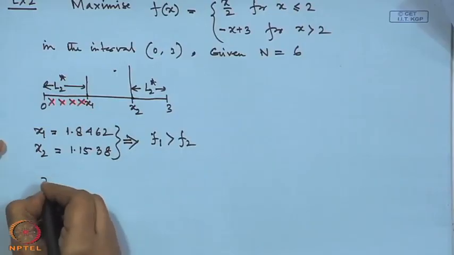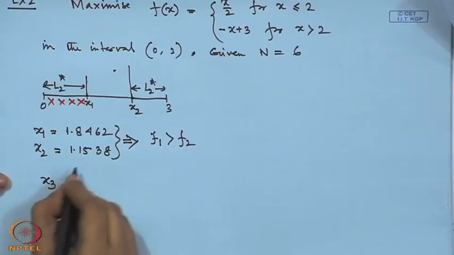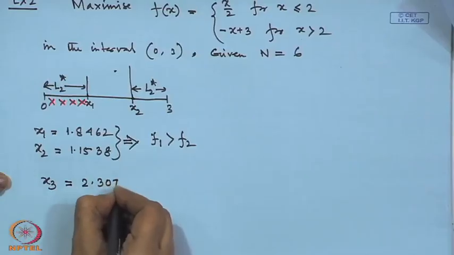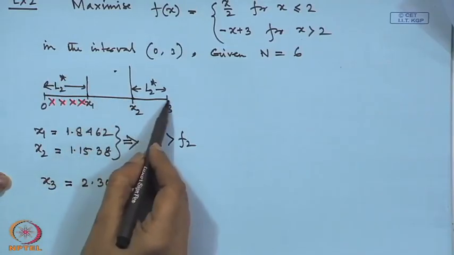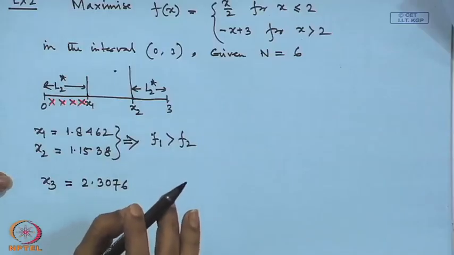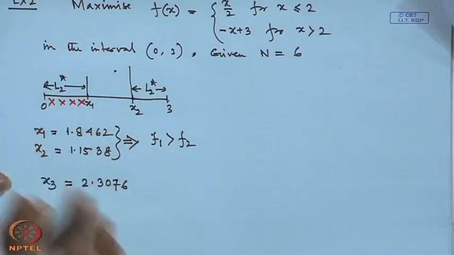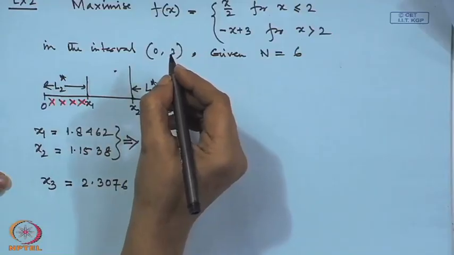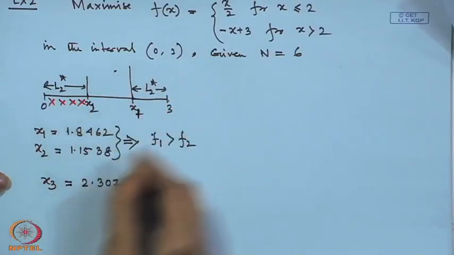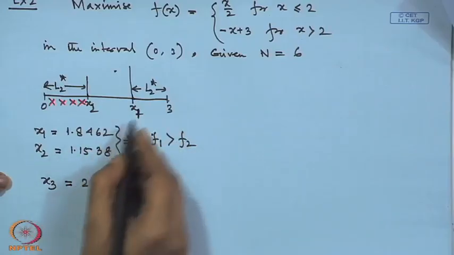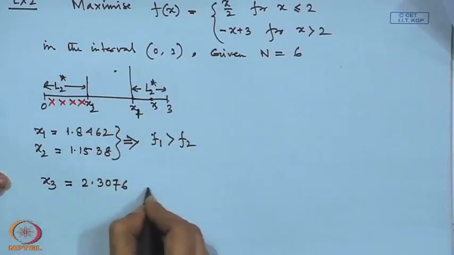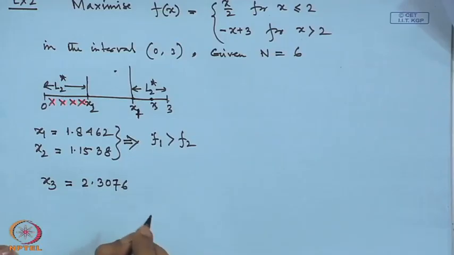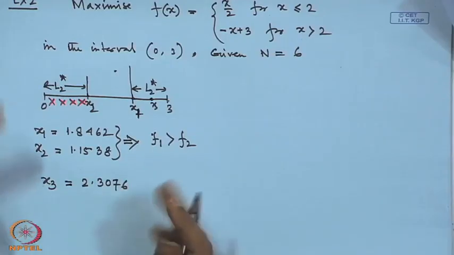And we move to the next. We calculate L3 star, and once we calculate L3 star, we can generate x3. x3 would be equal to 2.3076, and this is my interval, and we place x3 in such a way that it is L3 star distance apart from both the ends. We consider x3 here, and we get the functional value, and again we see that f(x3) is lesser than f(x1). In that way we can complete the whole process.